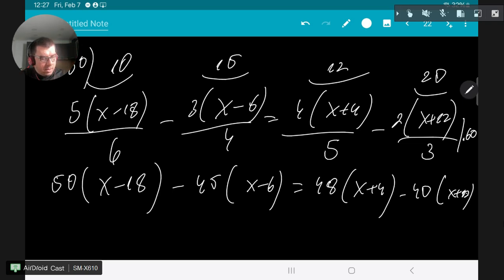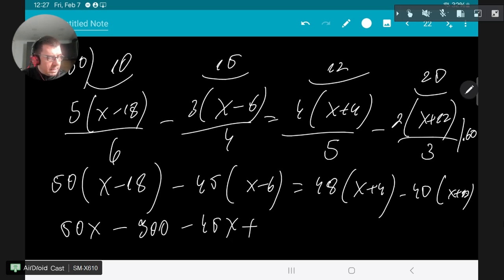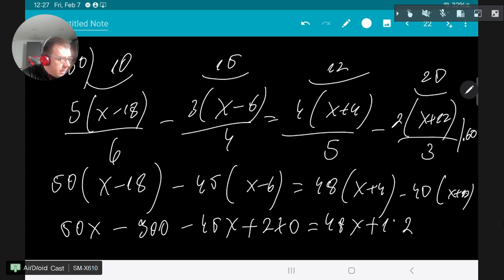Okay, so I get 50x minus, this will be what, 900 minus 45x plus 45 times 2 is 90 times 3 is 270, equals 48x plus, what is this, 8 times 4 is 32, 2 and 3, 4 times 4 is 16 plus 3 is 19, 192 minus 40x minus 4 times 12 is 480. I have barely the space to write everything.